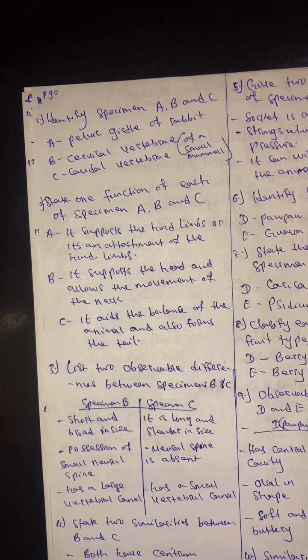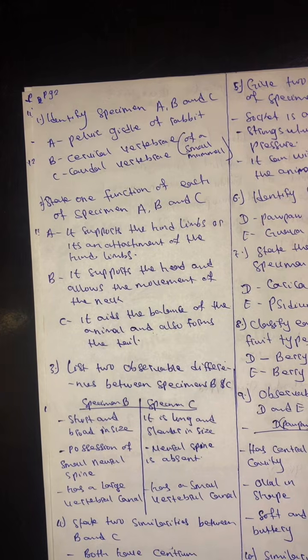Now, number 2, specimen A: it supports the hind limbs, or it's an attachment of the hind limbs. B: it supports the head and allows the movement of the neck. If you didn't see my handwriting, please let me know. C: it aids the balance of the animal and also forms the tail. Yeah, that's caudal. Caudal is talking about the tail.